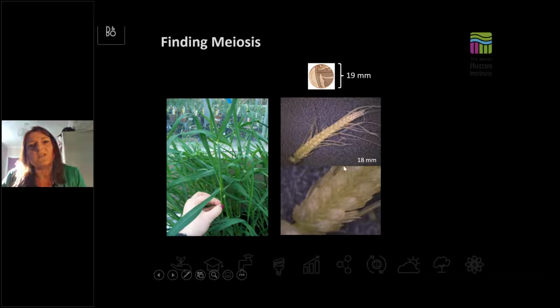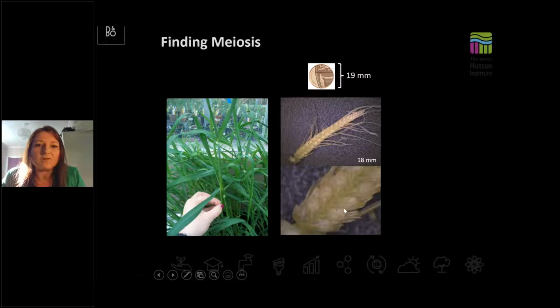So the spike we're working on, this is one of the largest spikes that we're working on, is about 18 millimeter. And to give you an indication of the size, 19 millimeter is the diameter of a 1 penny coin. So it's actually not that big. We are working as well with smaller spikes if you want to have early stage of meiosis.